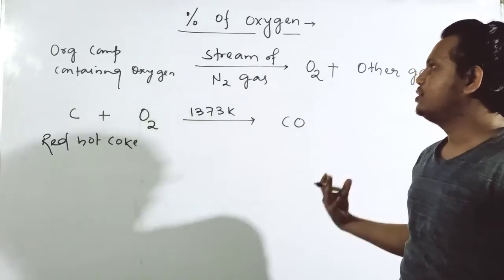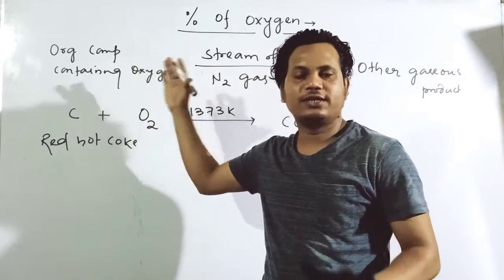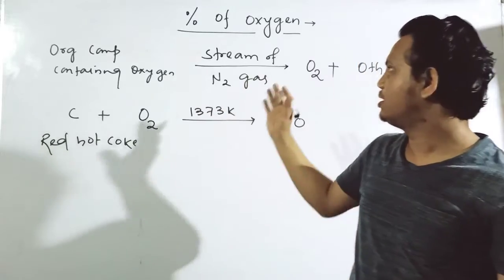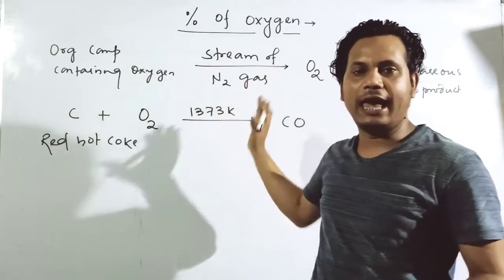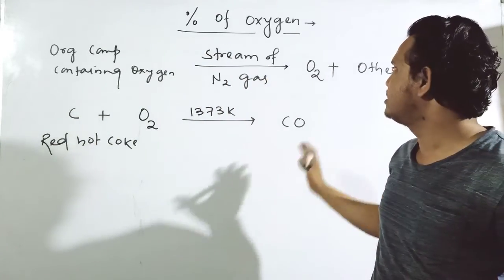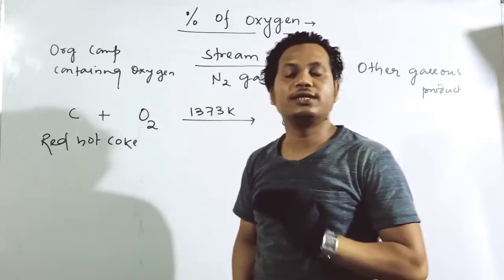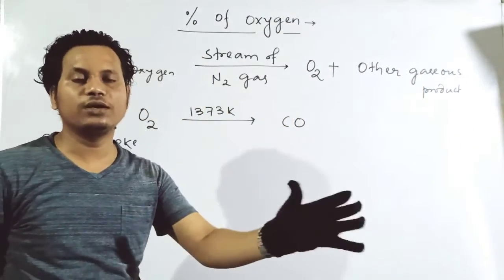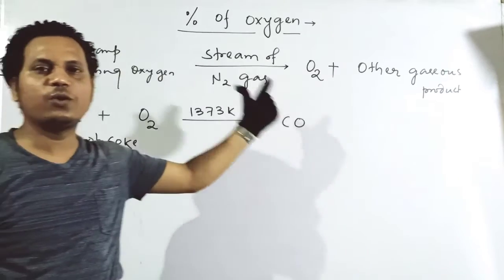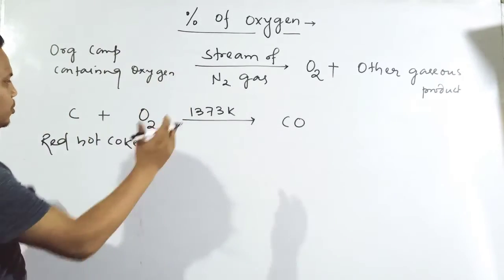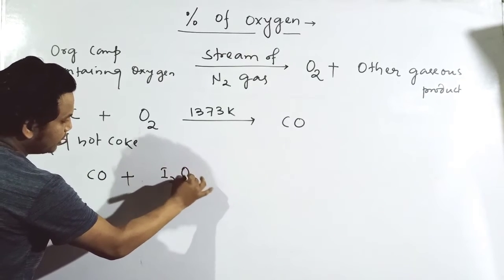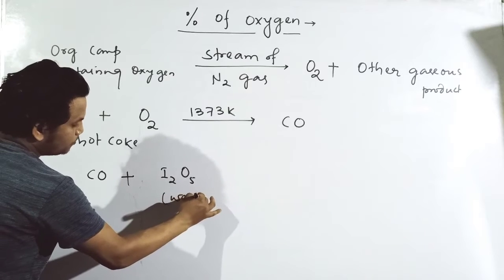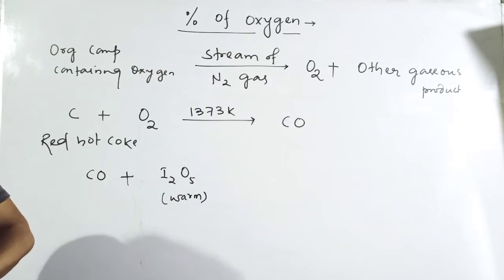So in the first case, the organic compound containing oxygen is passed through a stream of nitrogen gas. Then oxygen is produced along with some other gaseous products. This oxygen is treated with red hot coke, and then oxygen is converted to carbon monoxide. Now this carbon monoxide is treated with iodine pentoxide, and this should be warm. Then what will happen?